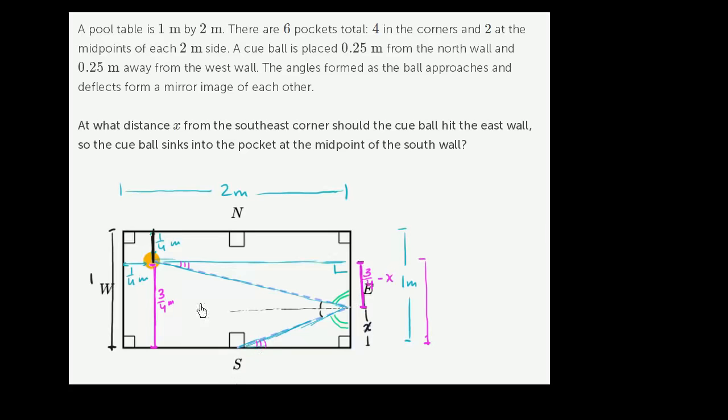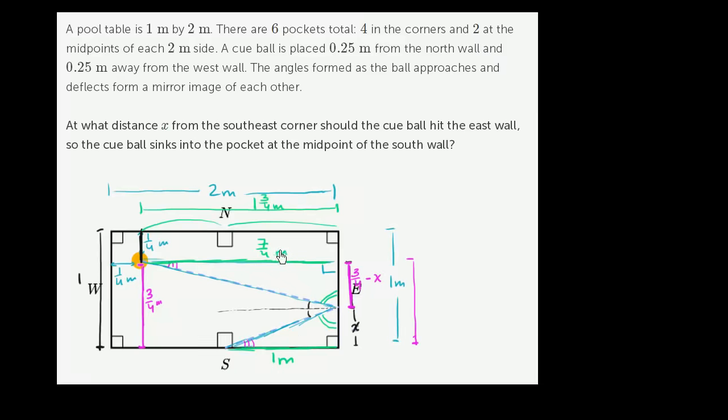What else do we know? We definitely know the length of this segment right over here. We know that the pockets are 1 meter apart, so that is 1 meter. We also know the length of this segment: this is 1 meter and this is another 3/4 of a meter. So this whole distance is 1 3/4 meters, or we could write that as 7/4 meters. I like to write everything as an improper fraction because I have a feeling that I'm going to have to do some ratios in a second.